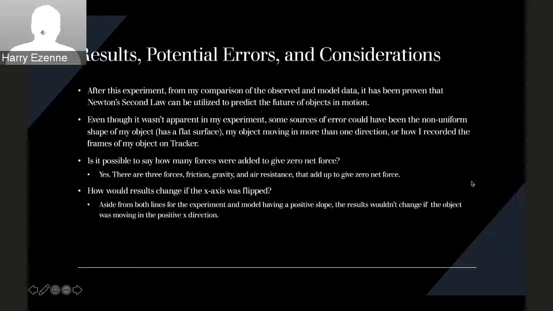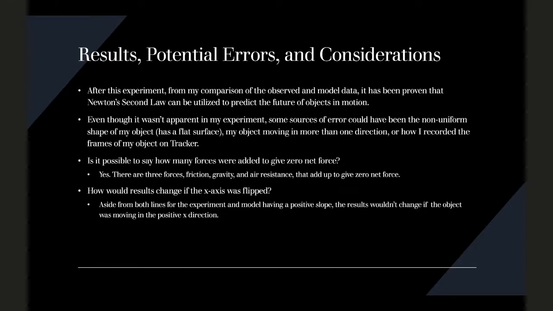After this experiment, from my comparison of the observed and model data, it has been proven that Newton's second law can be utilized to predict the future of objects in motion. Even though it wasn't apparent in my experiment, some sources of error could have been the non-uniform shape of my object that has a flat surface on one of its sides, my object moving in more than one direction, or how I recorded the frames of my object on Tracker.